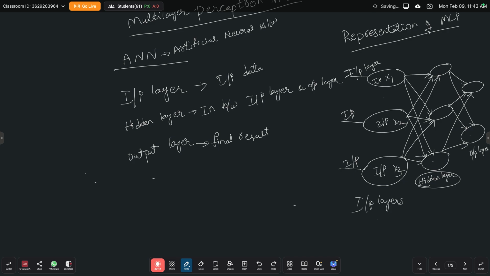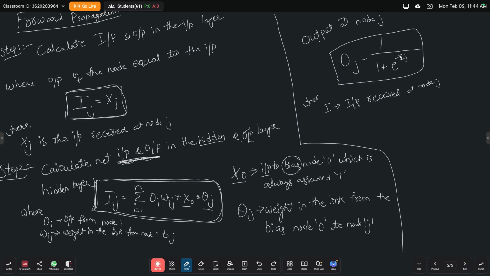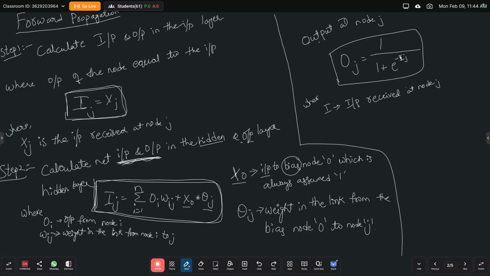Next, in this multi-layer perceptron, we have both forward propagation and backward propagation. Using forward propagation, we calculate the error, how much we got. The multi-layer perceptron is used in both classification and regression.